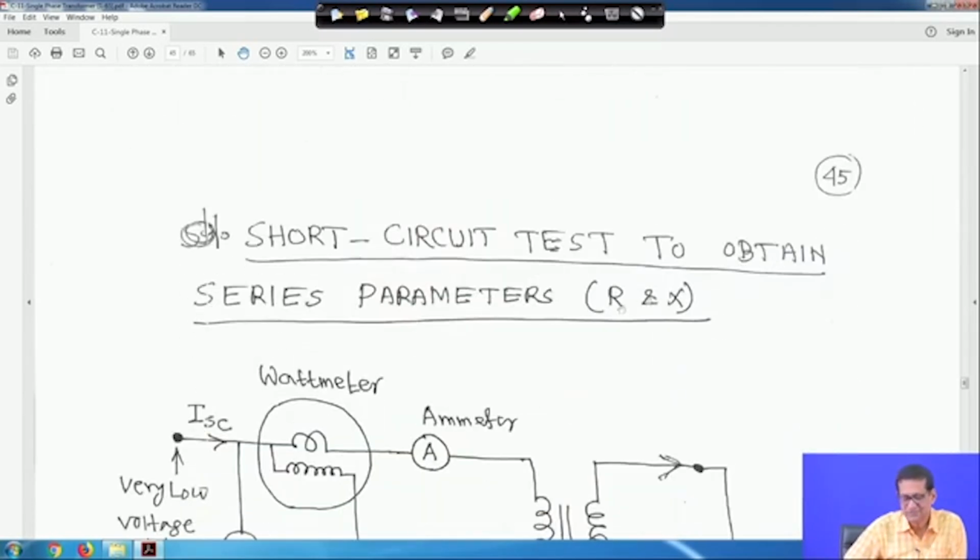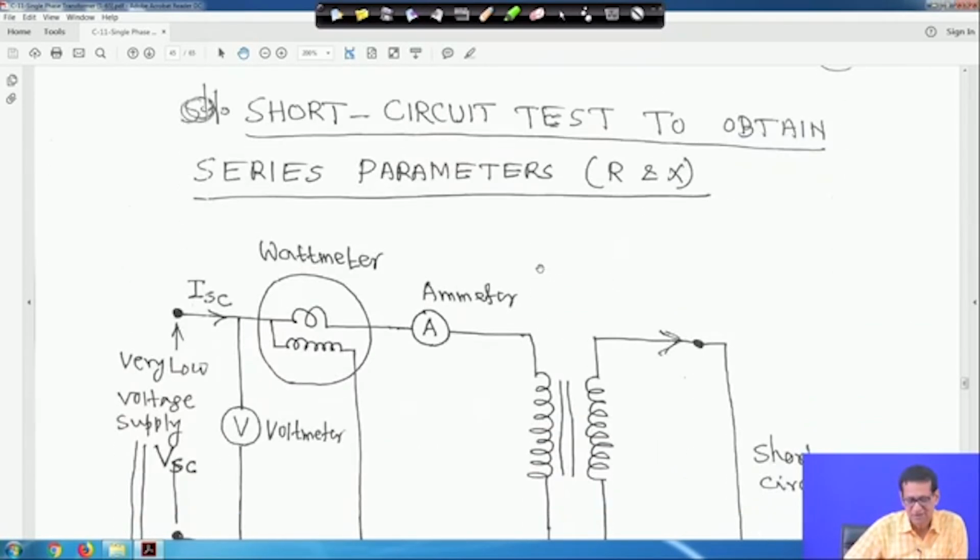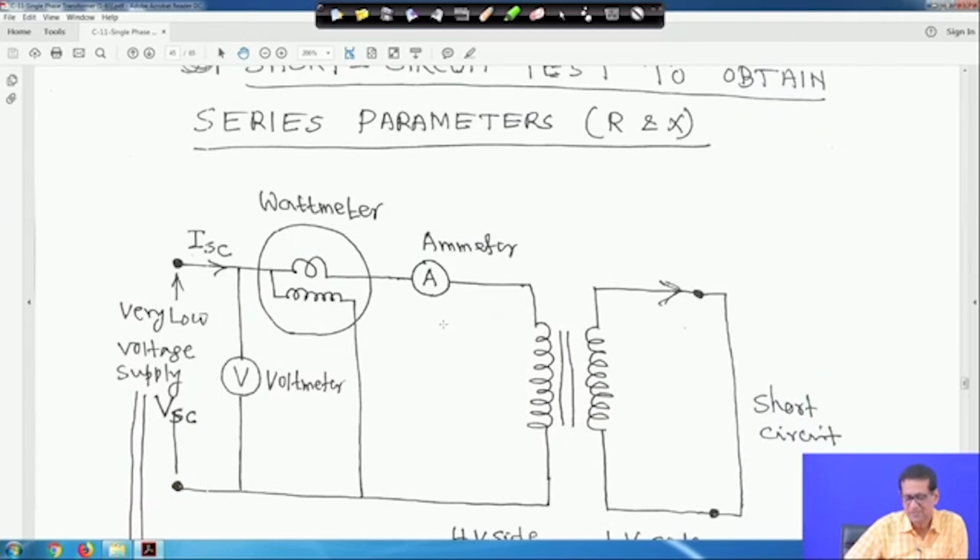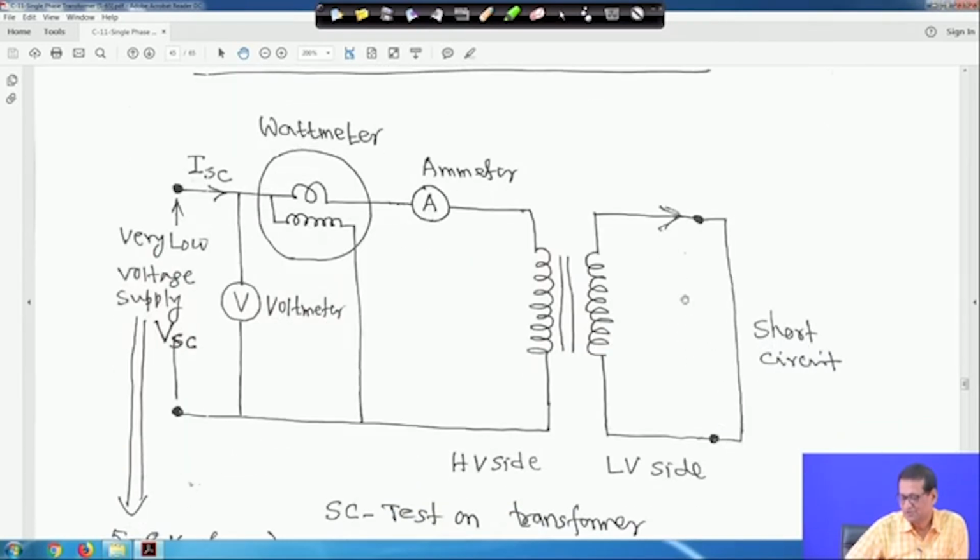Now, the short circuit test is used to obtain the series parameters, that is the resistance and reactance. The short circuit test is performed on the high voltage side, because when we perform it we need hardly 5 to 8% of the rated voltage on the high voltage side to flow the rated current or full load current. The secondary, the low voltage side, is short circuited.